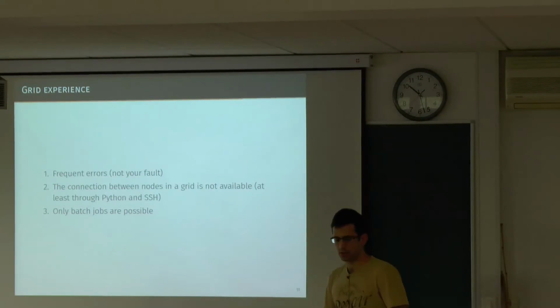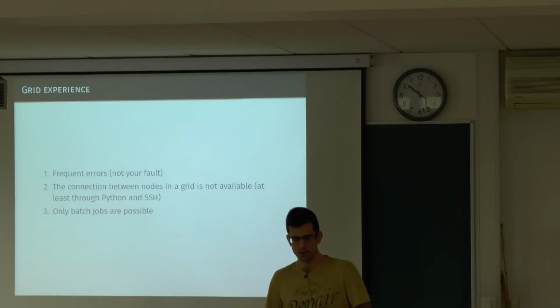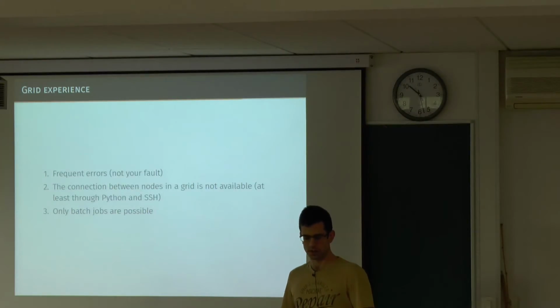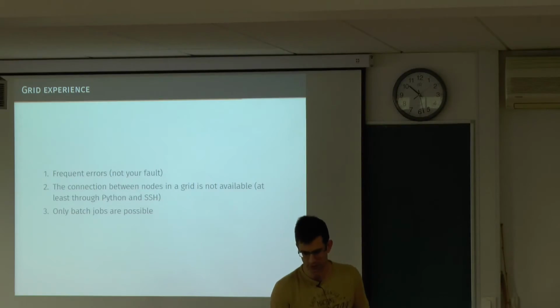The grid only allows batch jobs, which is fine if you have one thing that only needs to be computed. But usually in machine learning or data science or whatever, you would like to first get the information about the performance of the models quickly. And for this you would need some interactive work, which is currently not possible on the grid. So only batch jobs are possible.